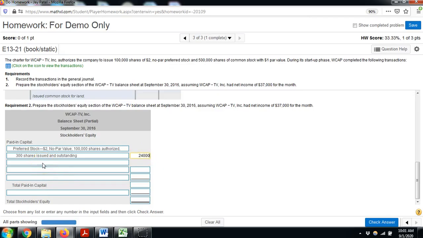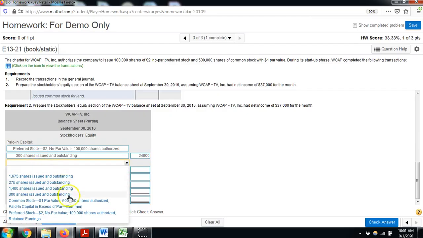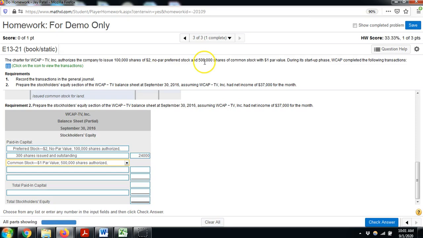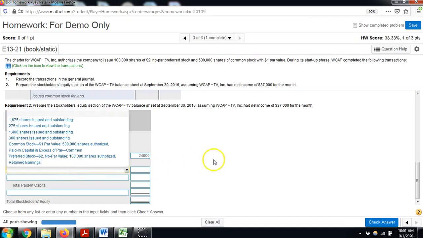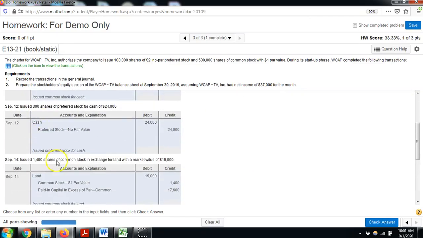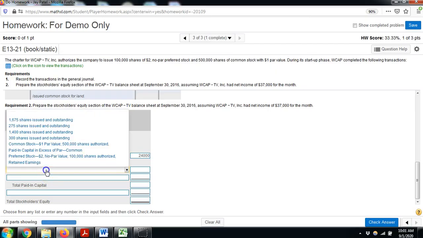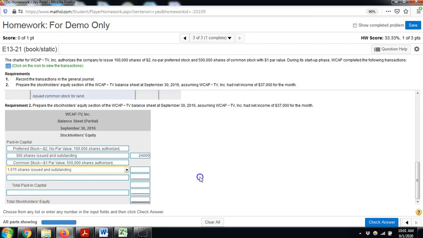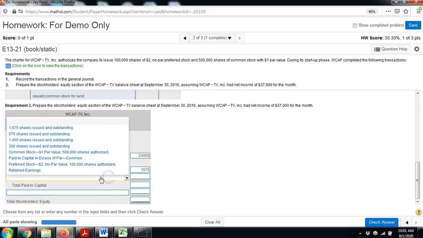Okay, now we'll move on to common stock. We see here 500,000 shares of common stock with the $1 par value have been authorized. And we have 275 plus 1,400 is 1,675. They're $1 par value, so it's just $1,675.